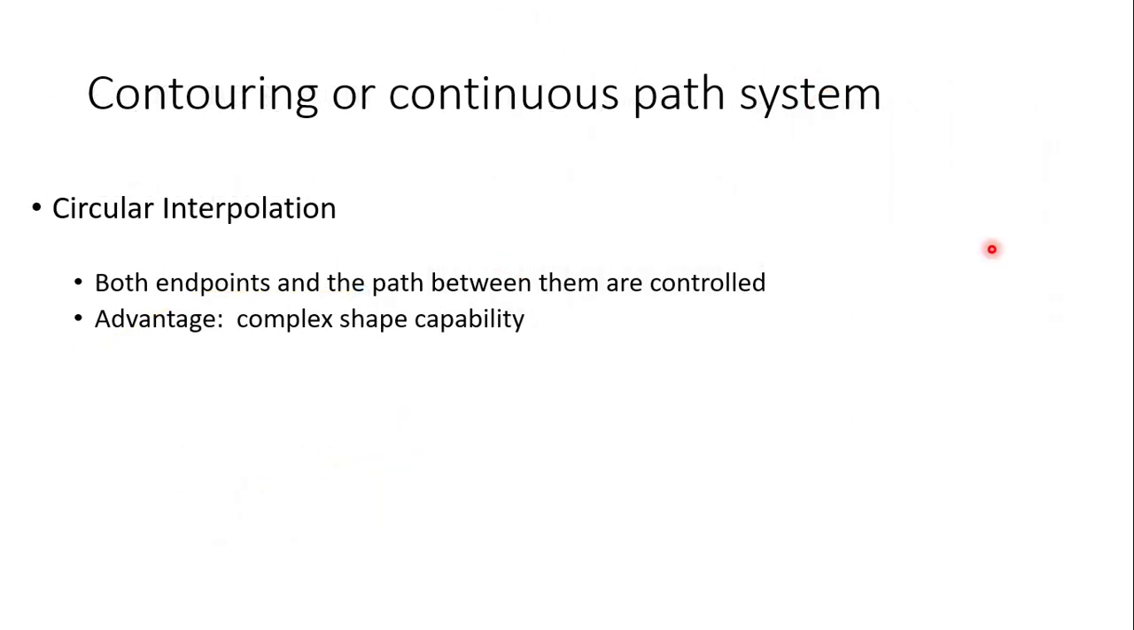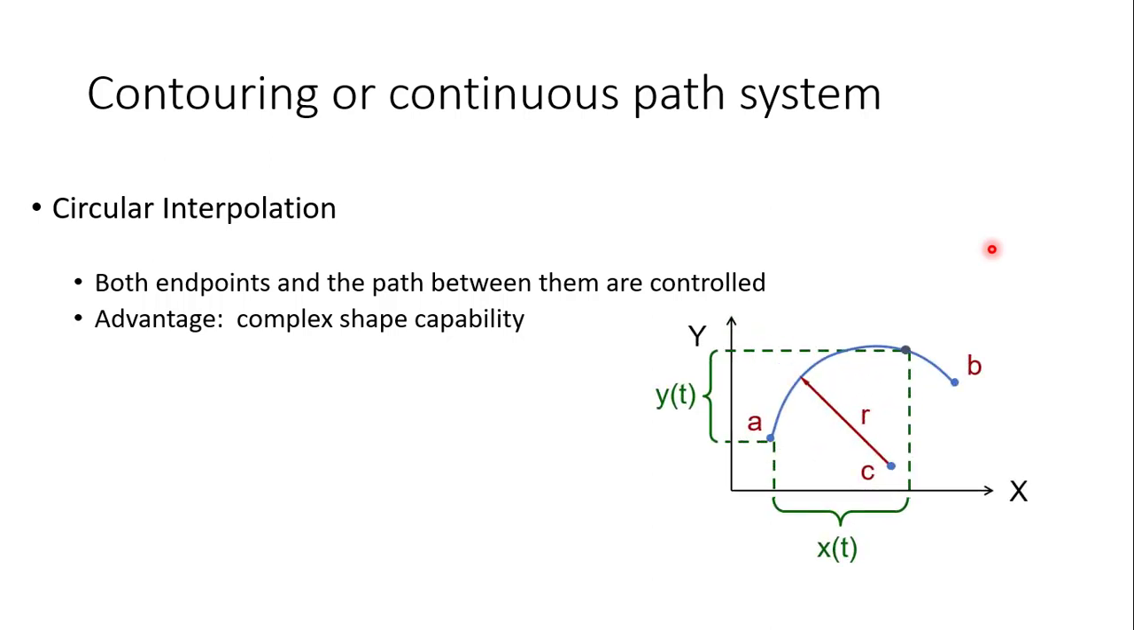Third one is your contouring or continuous path system. Contouring or continuous path system means your circular interpolation. When you are giving a motion from A to B on a contour, on a circular arc, when the tool is moving along the arc, that is called your circular interpolation. Both end points and the path between them are controlled. So both end points are given and you are providing the radius r. So if a curved surface is required, then this kind of system is to be used.